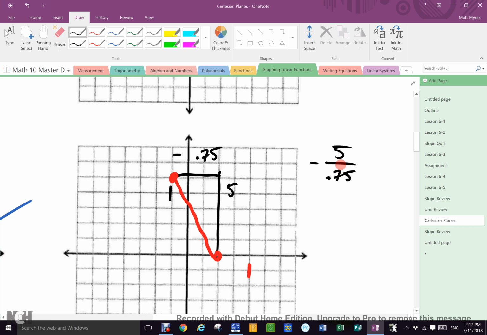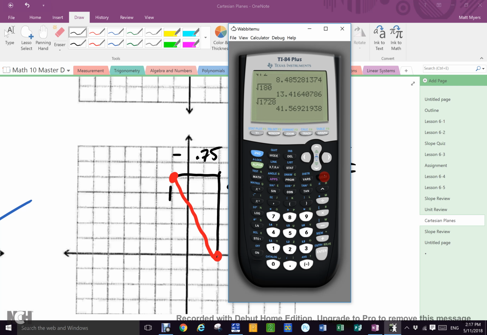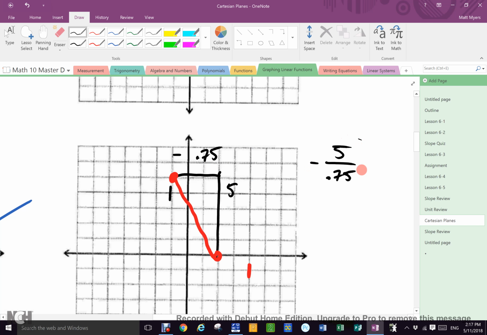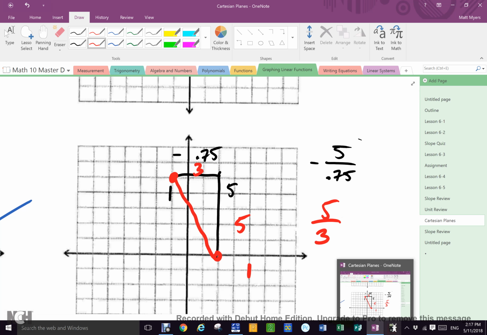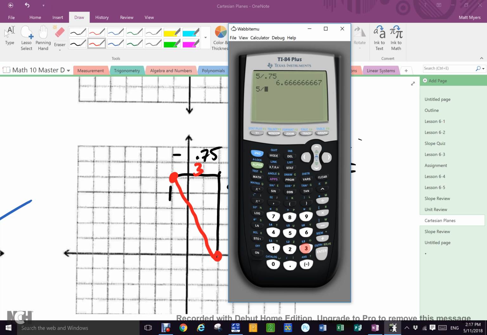Let's check. What is 5 divided by 0.75? We'll just use our calculator. 5 divided by 0.75. 6 2/3. Everyone agree? So when I had different scales, I had to do that, correct? Now, when I have the same scale, how far up did I go? 5. And how far that way did I go? 3. What is 5 divided by 3? 1.6667. Right? They're not the same number, are they?